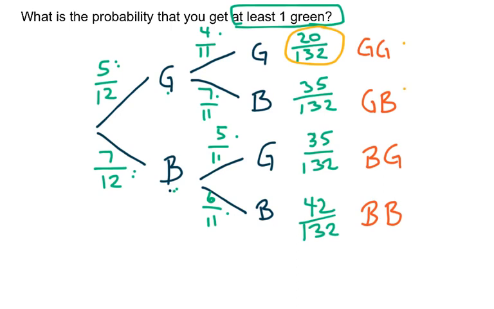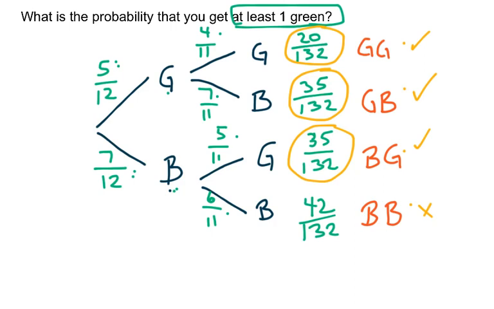Green, blue. Do I have at least one green? Yeah, I have at least one green. Yeah, those are successes. Blue, green. Do I have at least one green? Yes, I do. And finally, blue, blue. Do I have at least one green down there? No, I don't have any green. So those are not successes. So I could get at least one green this way, or this way, or this way. Since those are all possible successes, I'm going to add them all together.